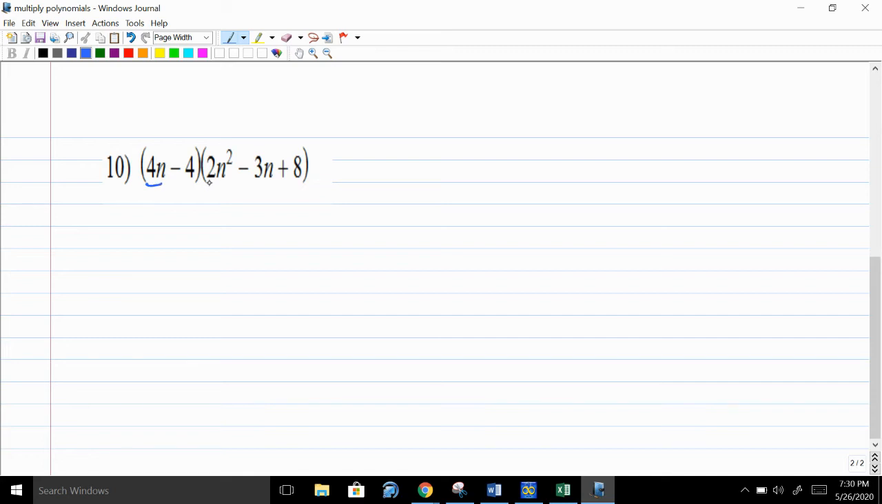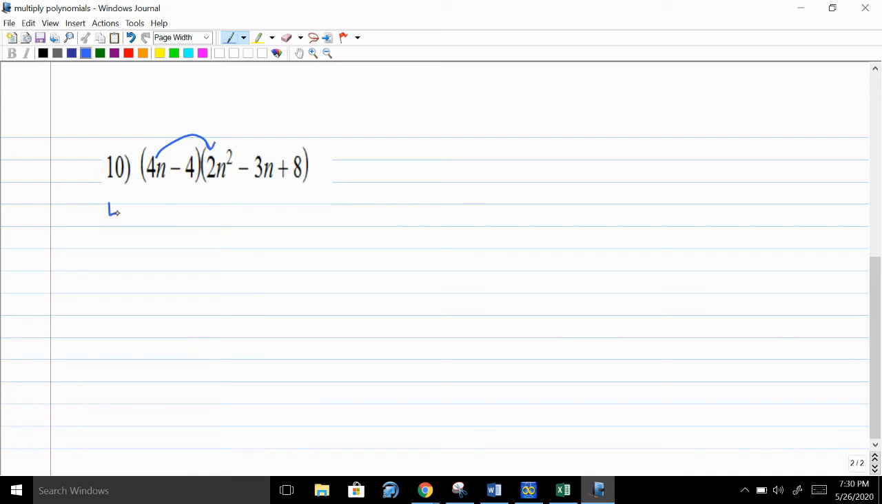You'll have your first and your first. You'll have your last and your last. You'll have your inners. You'll have your outers. The problem is, in all of those, you're never factoring in the -3n. So we cannot use FOIL here. But what we can do is we can distribute. It's just going to take us a little bit longer.